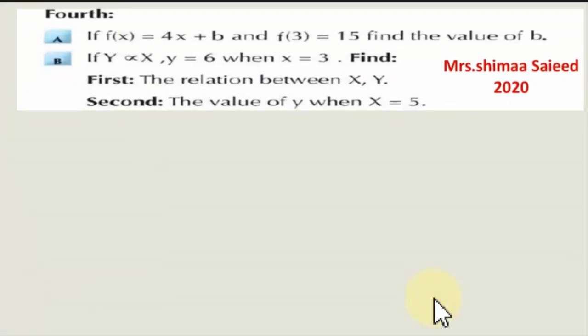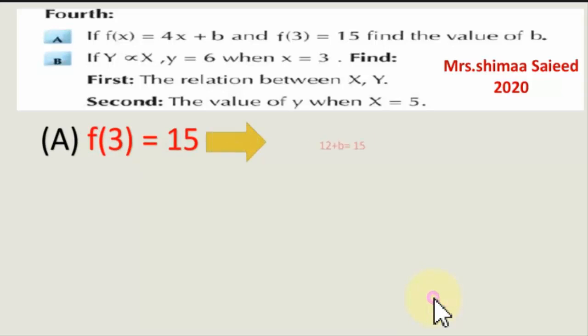If f of x equals 4x plus b and f of 3 equals 15, find the value of b. If we want to find the value of b, we will say f of 3 equals 15, so f of 3 equals 4 times 3 plus b. 4 times 3 equals 12, 12 plus b equals 15, b equals 15 minus 12, which is 3.